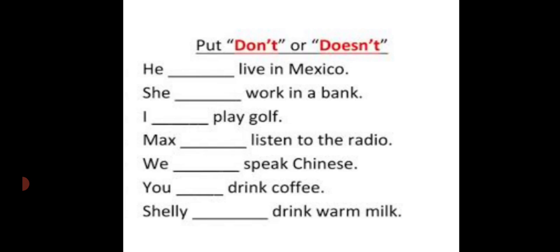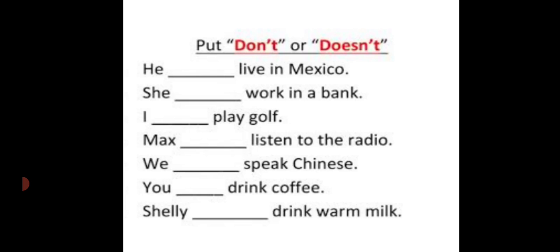Okay, so you can't say she don't or she doesn't. All right, it will be what? She doesn't work in a bank. Fantastic. Okay, I dash play golf. It will be what? I don't play golf. Fantastic. Okay, all right, so you're going to answer this next one. Max dash listen to the radio. It will be what? Yes, clap yourself. I can see you got it correctly. So it's Max doesn't listen to the radio.